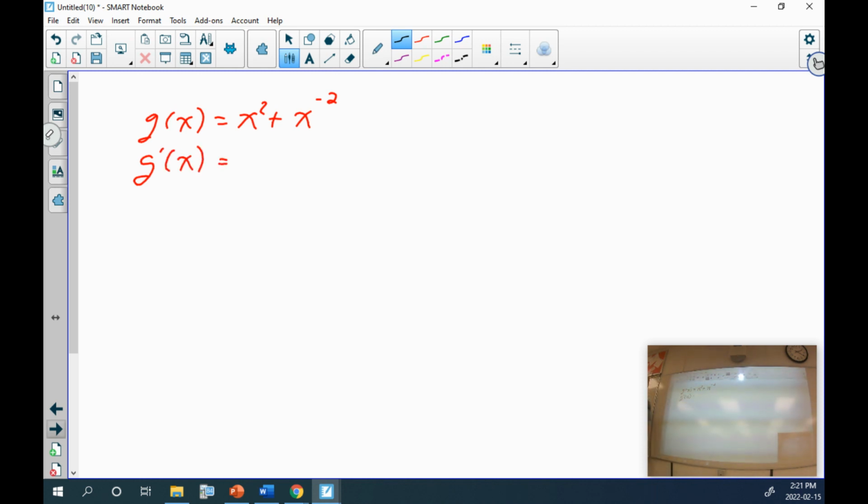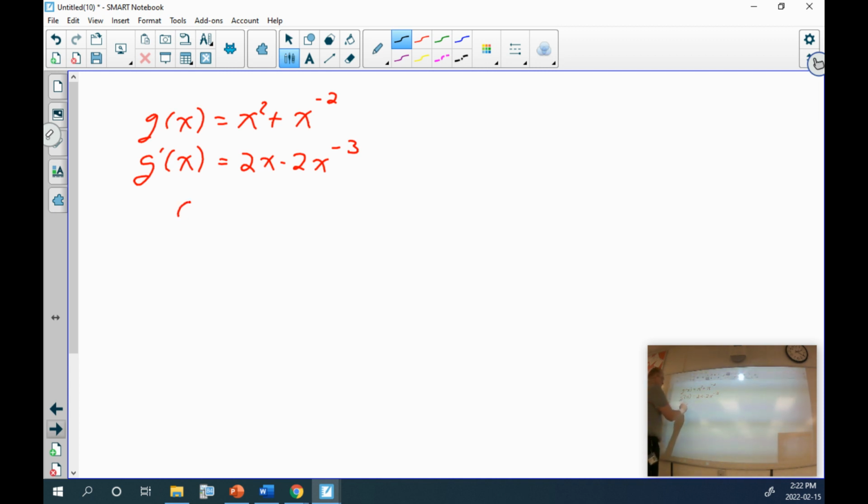What's the derivative of x squared? 2x. What's the derivative of x to the negative 2? Negative 2x to the power of negative 3. Now, I have a question for you. What would you want to take out as a common factor from this?